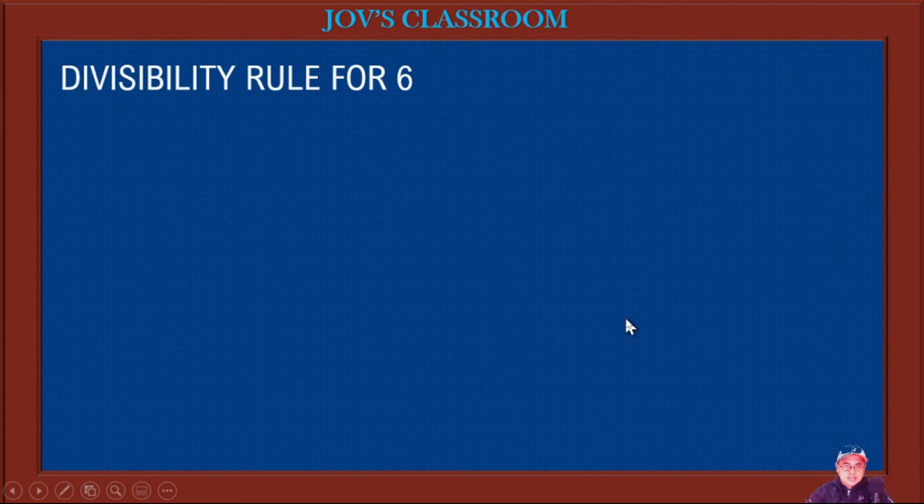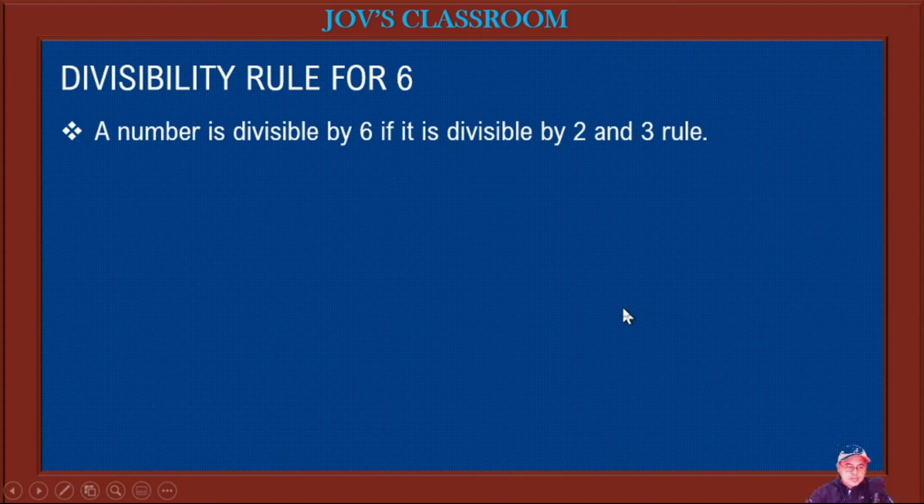Divisibility rule for 6. A number is divisible by 6 if it is divisible by 2 and 3. So in order for you to determine if the number given is divisible by 6, you need to remember the divisibility rule for 2 and 3. For example, is 252 divisible by 6? So we need to test first.